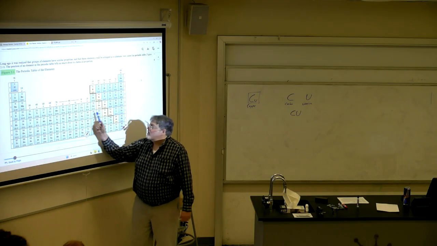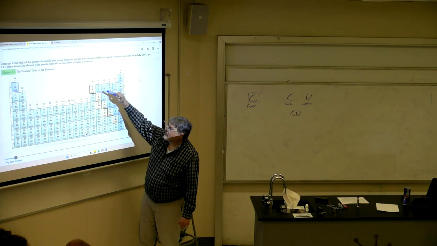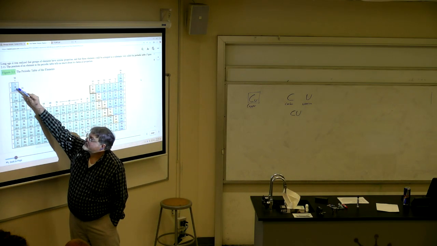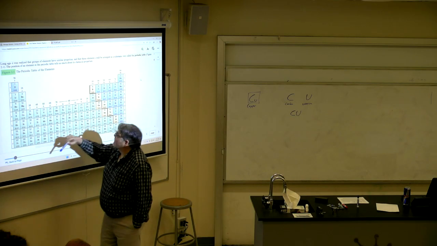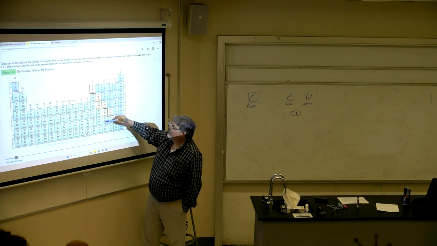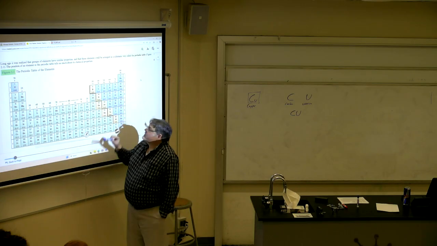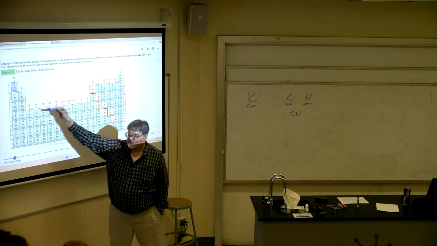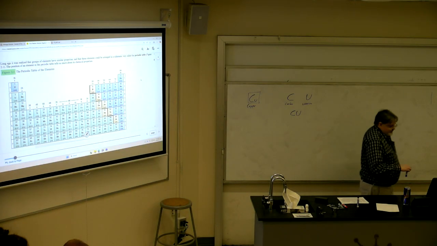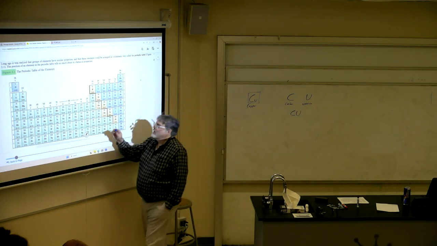More semantics. Going across, a row is called a period. A column is called a group. Groups have similar properties, so chemically, there's something very similar about all of these in this column. True of all of these, there's something similar about all of these, something similar about all of these. So that's called a group, that's called a period. Rows are called periods, columns are called groups.